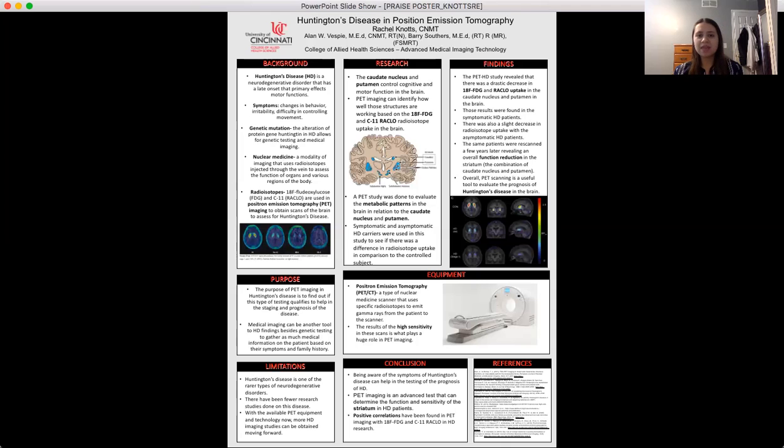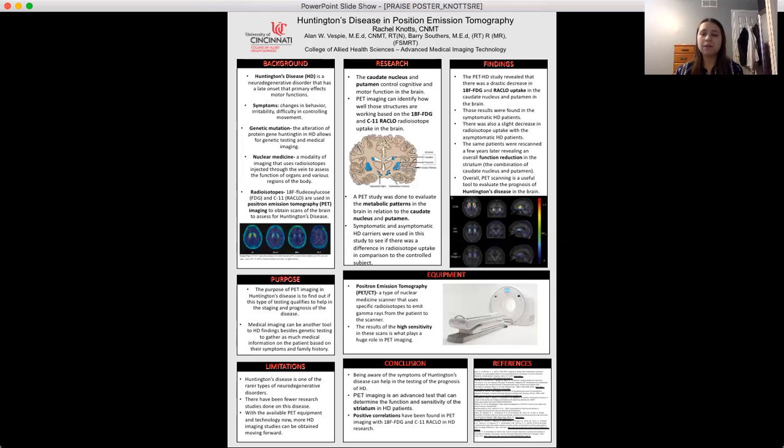And that is because that is not the first choice when it comes to testing. Usually genetic testing really is the first step. So just really seeing how accurate and well this type of testing would help for this disease. And also, medical imaging can be another tool to help in the HD findings. Based on the information from the patient of their family history and the symptoms, the research that can be done can determine where their staging is at. When it comes to the equipment, so we have a scanner.